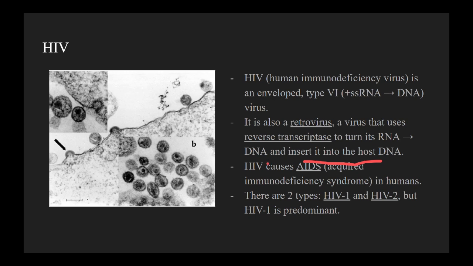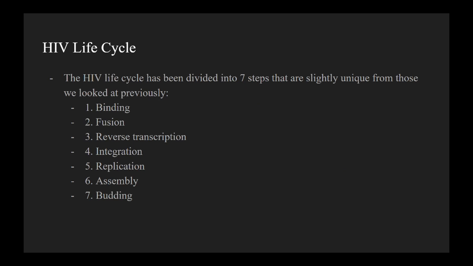HIV is the causative agent for what we call AIDS, acquired immunodeficiency syndrome, in humans. This is a minuscule detail, but there are 2 types of HIV, HIV-1 and HIV-2. HIV-1 is the one we're always talking about when we say HIV, because HIV-2 is much less common and not as important in this case.